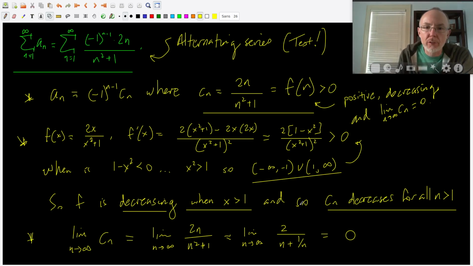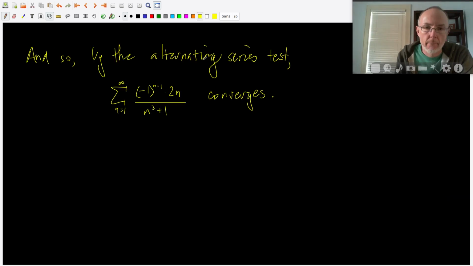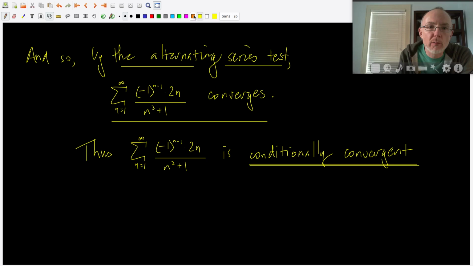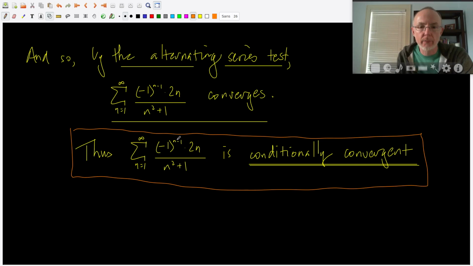And so we've satisfied the three requirements of the alternating series test. Firstly, the terms are positive. Secondly, the terms are decreasing. And thirdly, the limit of the terms goes to 0. And because of that, we can say that the original alternating series up here is convergent. In other words, just summarizing, by the alternating series test, this is a convergent series. And to answer the original question, this series is conditionally convergent. It's not absolutely convergent, and so it must be conditionally convergent, since it does converge, but it doesn't converge absolutely. That's what we're looking for, a conditionally convergent series.